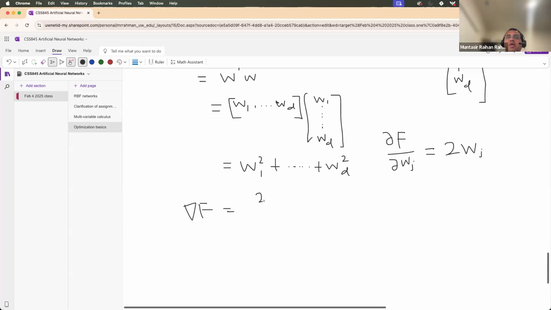And then if you put them together in a gradient, what do you get? You get twice W1, twice W2, up to twice WD, and this is just basically 2 times the W vector. So again, this works out nicely.